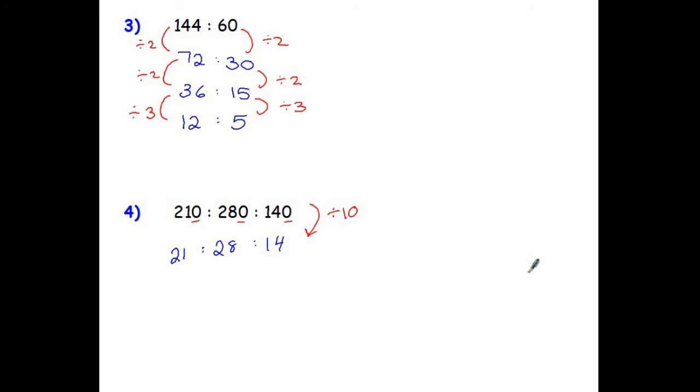And one number goes into each of these, but 7 does. So we can divide them all by 7. So 21 divided by 7 is 3. 28 divided by 7 is 4. And 14 divided by 7 is 2. And there's no other number that goes into 3, 4 and 2 except for 1. So this is in its simplest form as well.